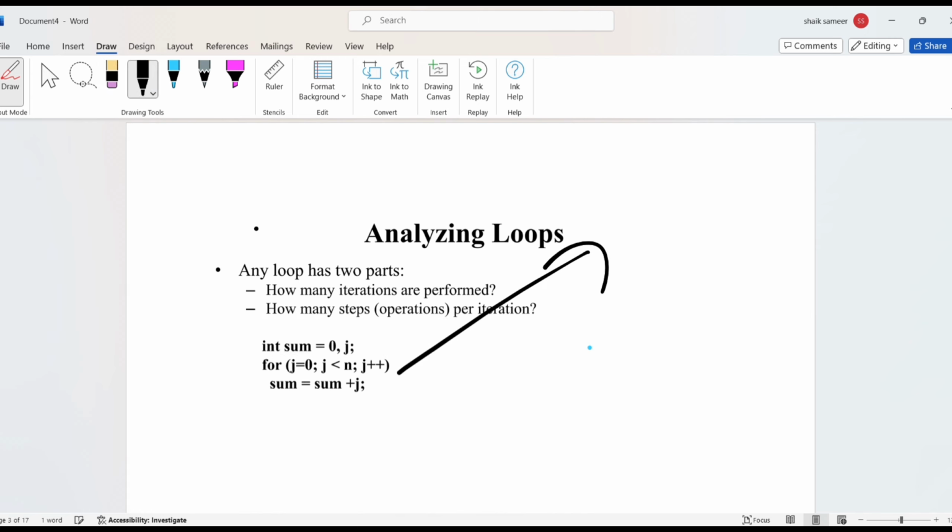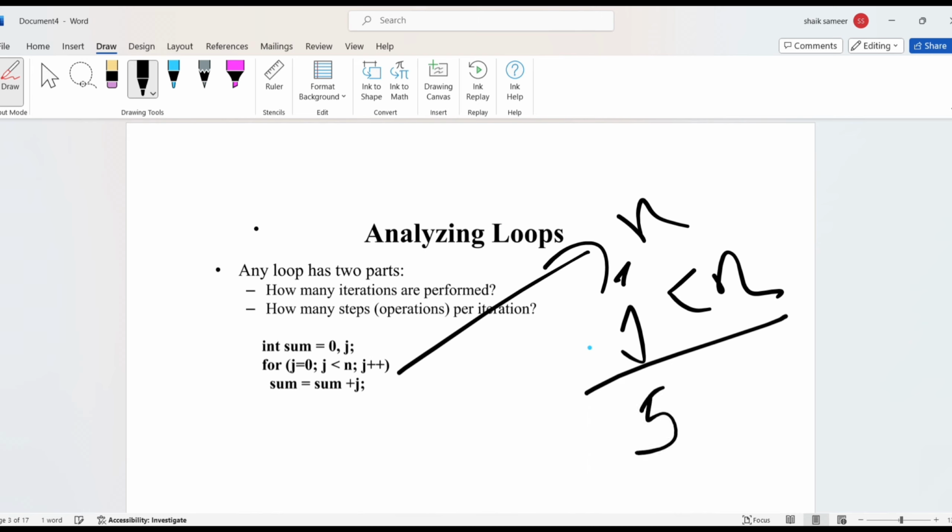So this will run n times, since the loop runs while j is less than n. Another way to see it: suppose I take the value of j as 5 and the value of n as 6.